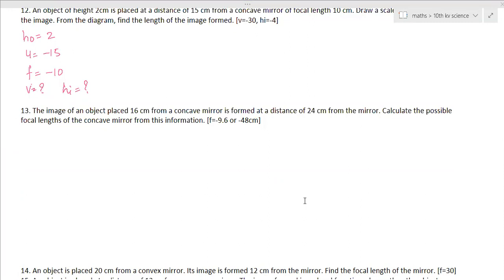Next question I will solve. Here they have given that the object is placed 16 centimeter from a concave mirror. That means it is given U is equal to minus 16. And the image is formed at a distance of 24 centimeter from the mirror. Calculate the possible focal length of the concave mirror. Why is it given possible focal length?